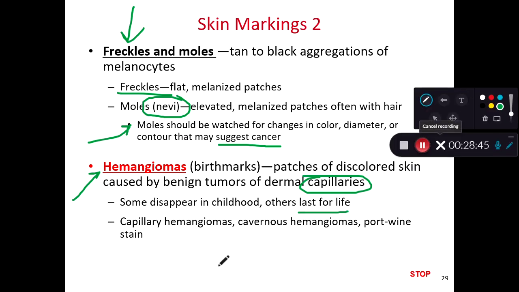And there are different varieties of hemangiomas. We have what's commonly known as the strawberry hemangioma, but we also have some other technical names: the capillary hemangioma, the cavernous, or the port wine stain. So there are variations of how these birthmarks manifest.